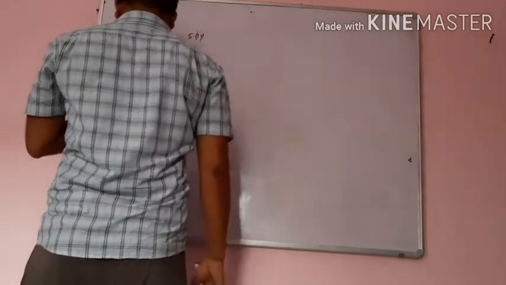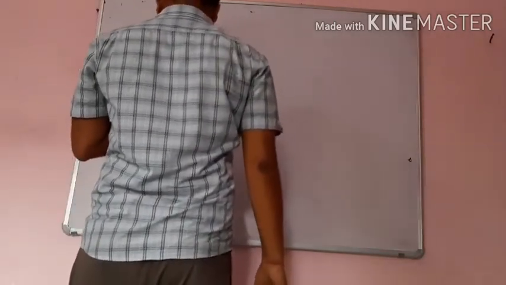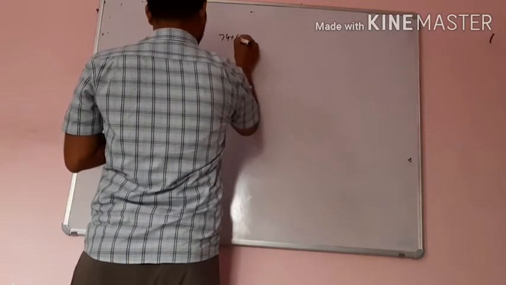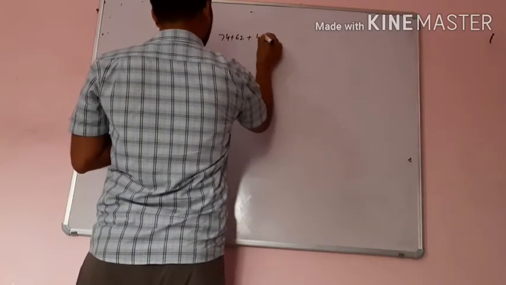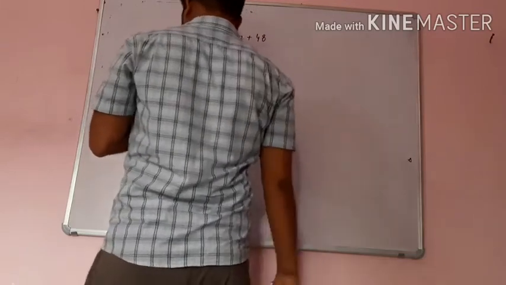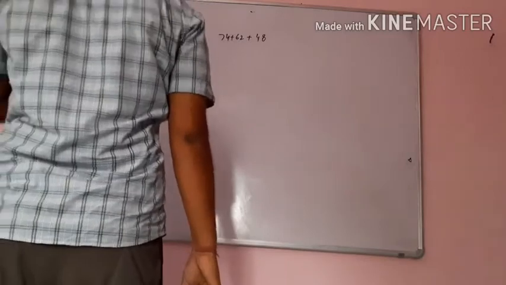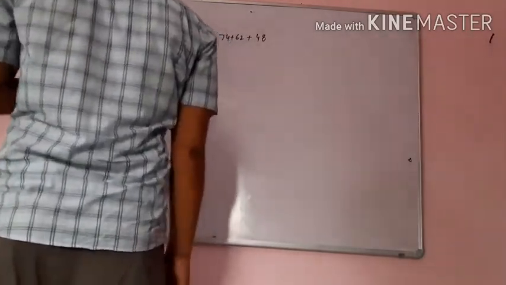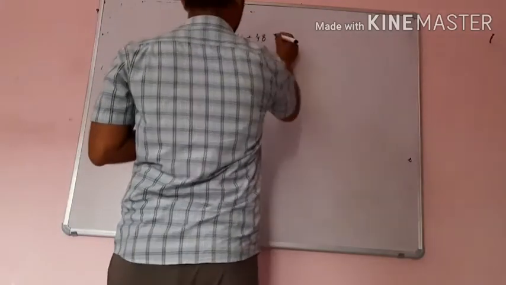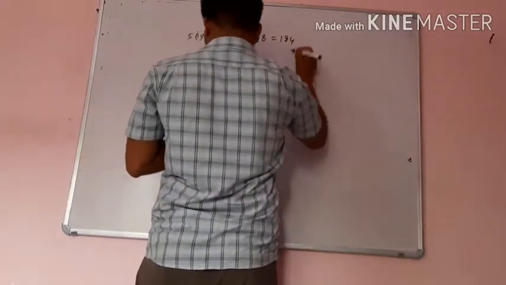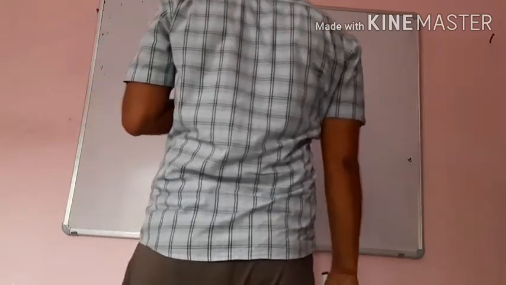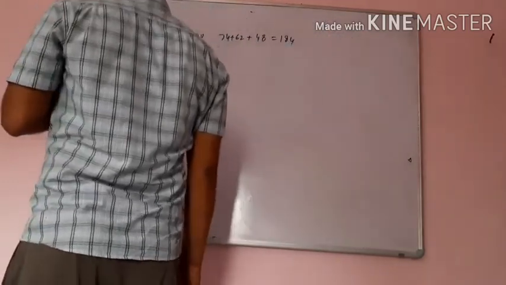More than 700 is 74 plus 62 plus 48. Which groups will we take? 700 to 800, 800 to 900, 900 to 1000. Now add it: 70, 110, 184. So what will be the answer? 184 lamps.